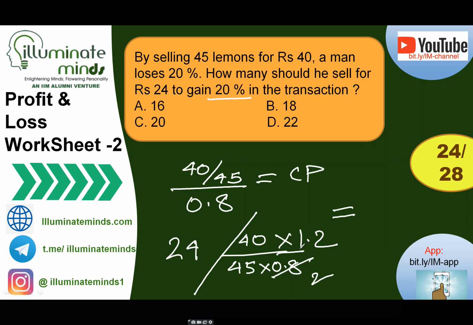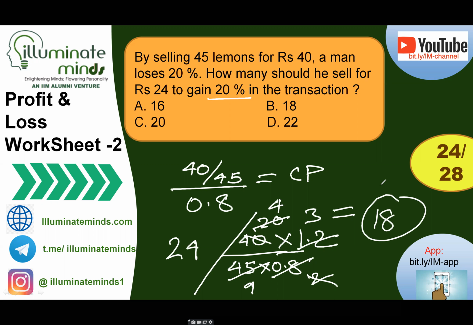So 4 2s are, 4 3s are, okay, 5 4s are, 5 9s are. So this will be equal to 24 into 9 divided by 4 divided by 12. This will be equal to 18. So how many should we sell for rupees 24 to gain 20%? The answer is rupees 18. Okay.